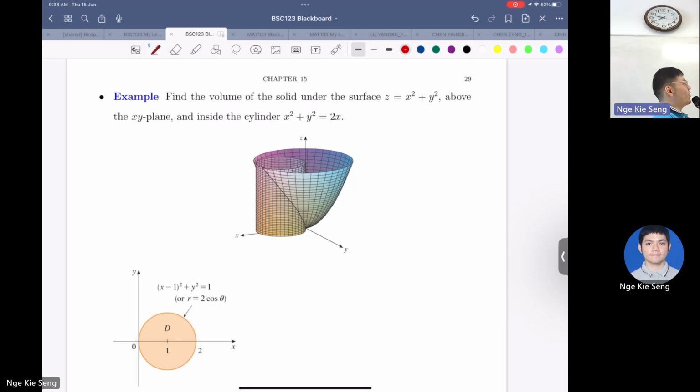Find the volume of the solid under the surface z equals x squared plus y squared, above the xy plane, and inside the cylinder x squared plus y squared equals 2x. Anyone recognize this is actually a cylinder? There's only x and y variables, but why is it a cylinder?